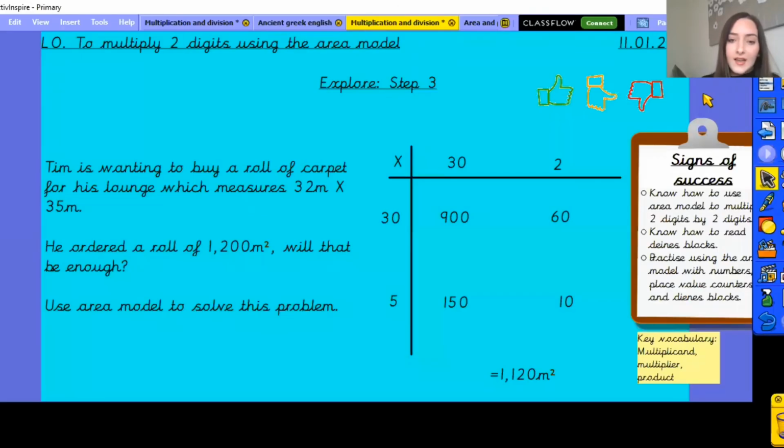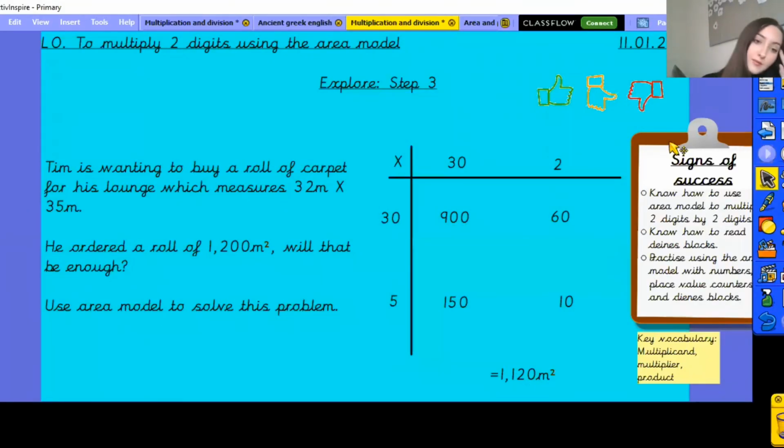Okay, so here is the answer to that problem. So I've decided to use numbers on the area model to solve 32 times 35. So here I have 32 and on the side I have 35. And I started by multiplying 30 by 30, which is 900, then 30 by 2, which is 60, then 5 by 30, which is 150, and 5 by 2, which is 10. And then I needed to add all of these numbers together to get my answer, which was 1,120 metres square.